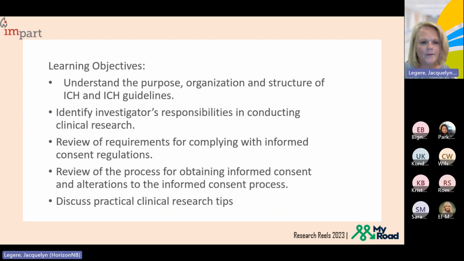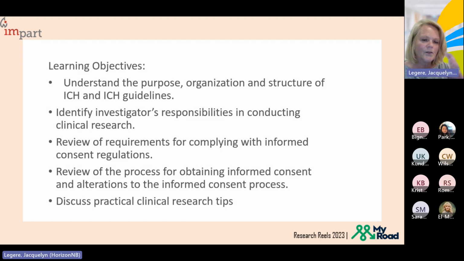We want to understand the purpose, the organization and structure of the ICH and their guidelines, to look at the investigator responsibilities when they're conducting clinical research, and review the requirements for complying with the informed consent regulations, review the process for obtaining informed consent, and if there are any alterations to the informed consent process, what do those look like? And also embedded throughout the presentation, I have some practical clinical research tips.